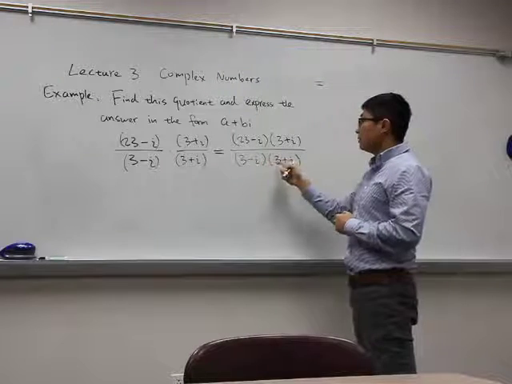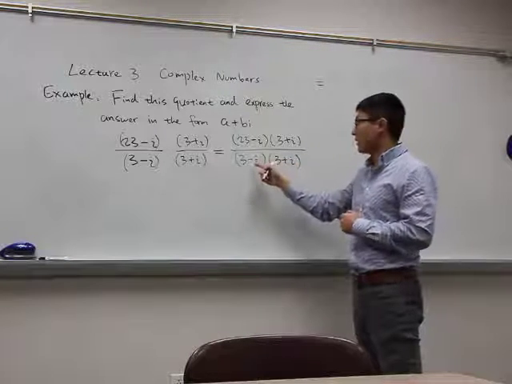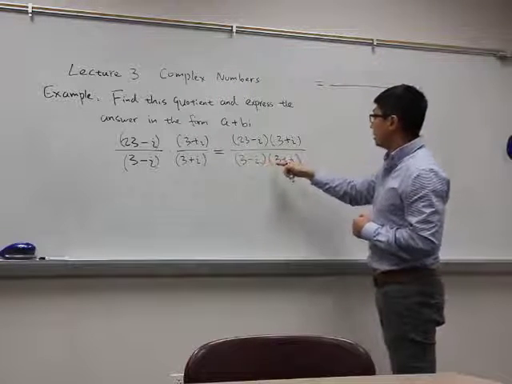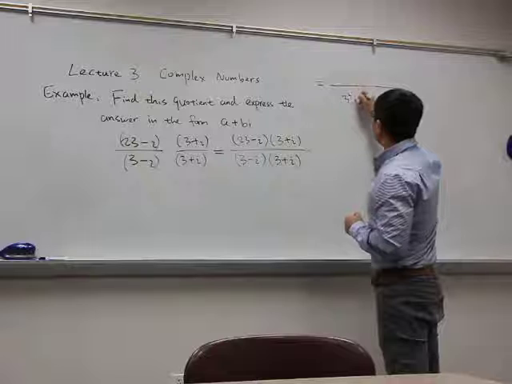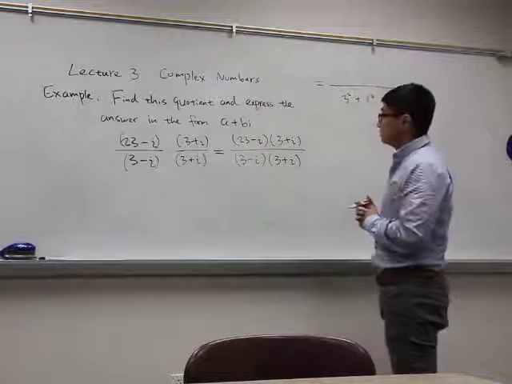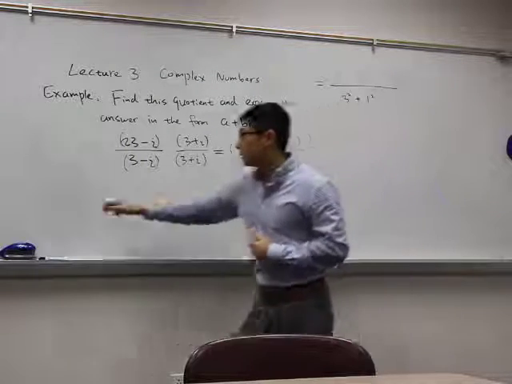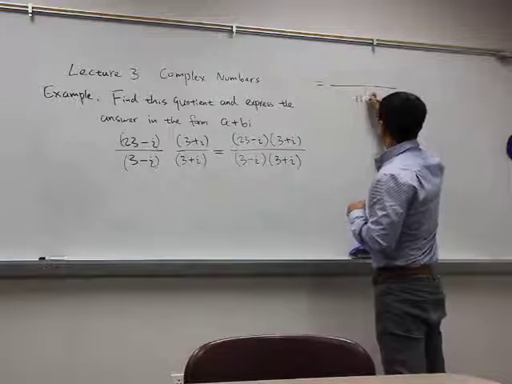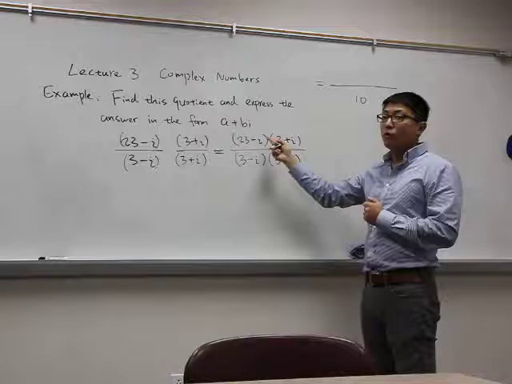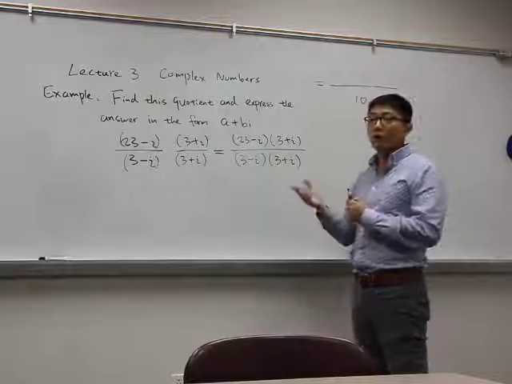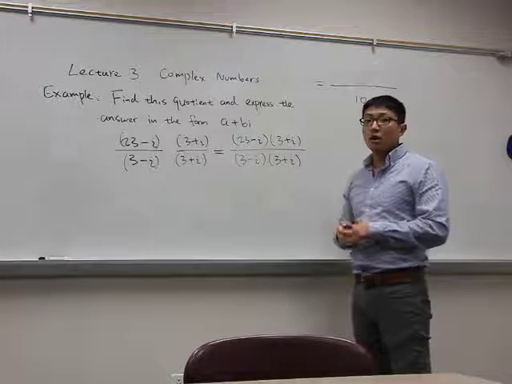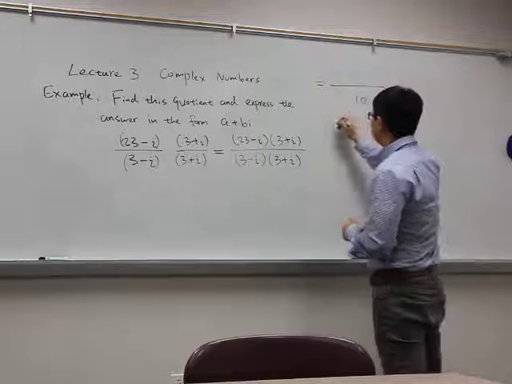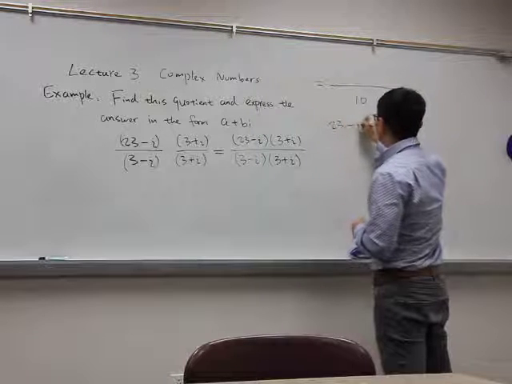Since the denominator is a product of a complex number and its conjugate, it's going to be 3 squared plus 1 squared, which is 10. And for the numerator, we don't have a shortcut to do this. For the numerator, we have to use FOIL. So let me do it here.